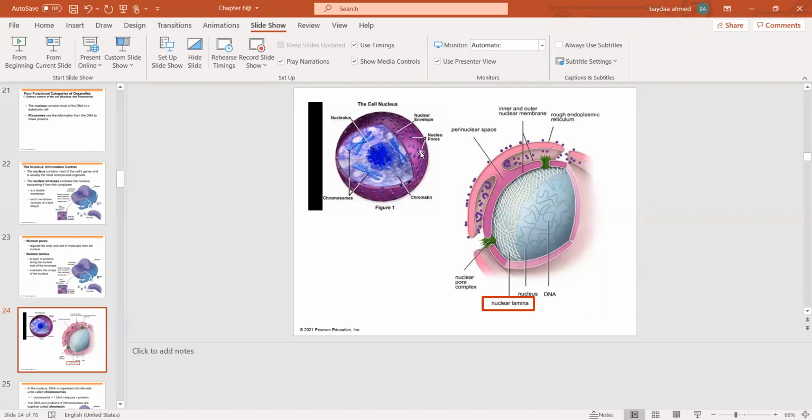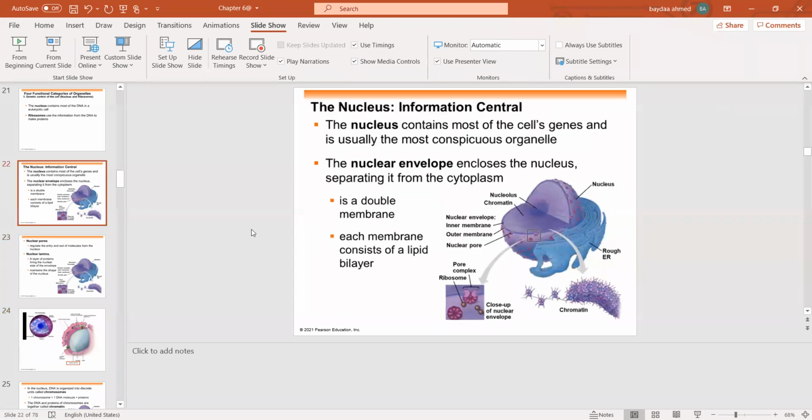The envelope is perforated by pore structure. This is the pore structure. The inner and outer membrane of the nuclear envelope are continuous, as I say, and an intricate protein structure called the pore complex lines each pore and plays an important role in the cell by regulating the entry and exit of proteins, DNA and RNA between the nucleus and the cytoplasm.